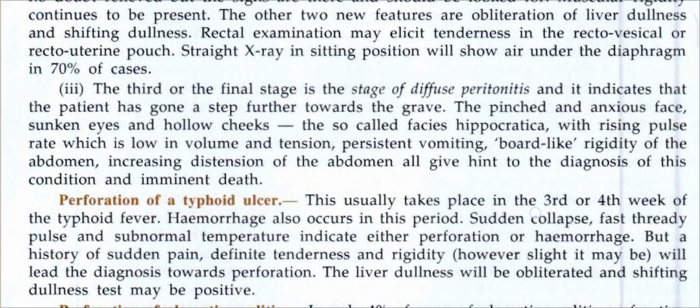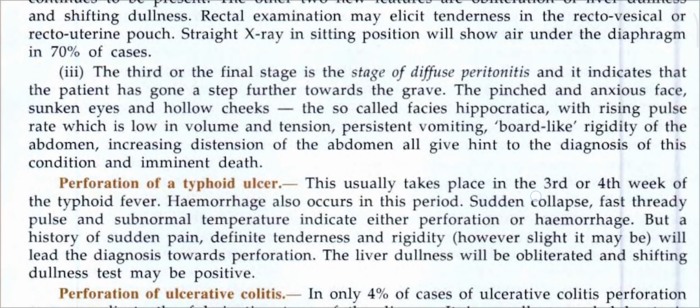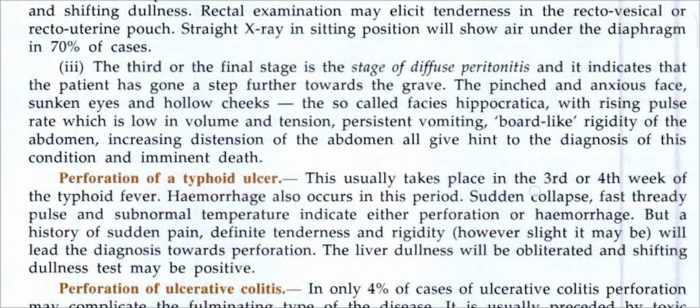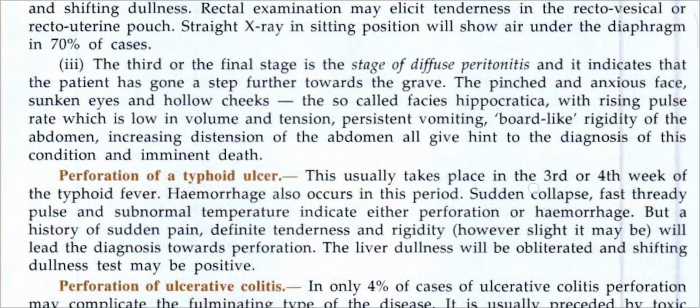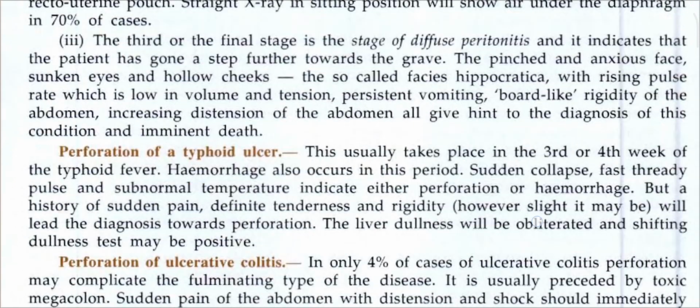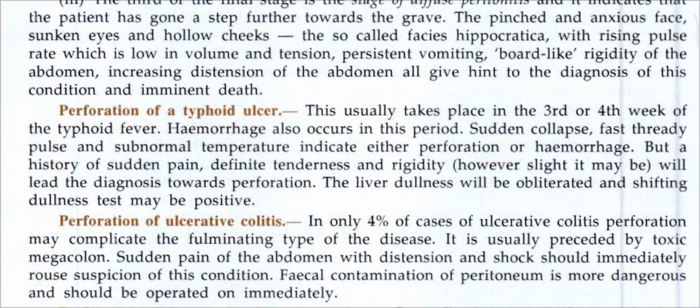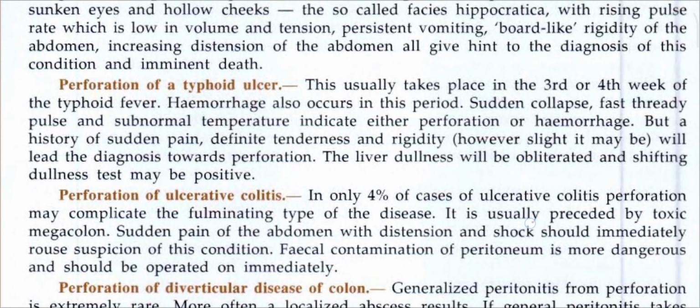The third or the final stage is the stage of diffuse peritonitis, and it indicates that the patient has gone a step further towards the grave. The pinched and anxious face, shrunken eyes, and hollow cheeks, the so-called facies hippocratica, with rising pulse rate which is low in volume and tension, persisting vomiting, board-like rigidity of the abdomen, increasing distension of the abdomen, all give a hint to the diagnosis of this condition and imminent death. Perforation of the typhoid ulcer.